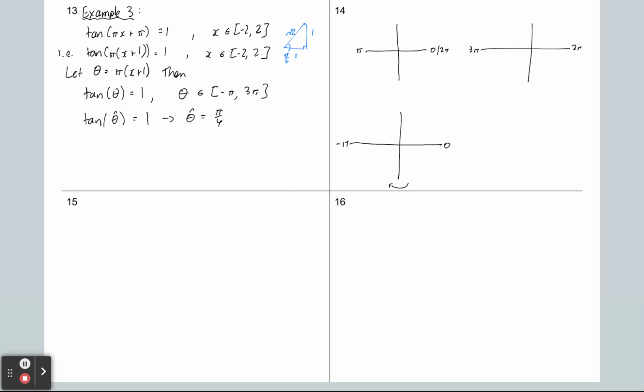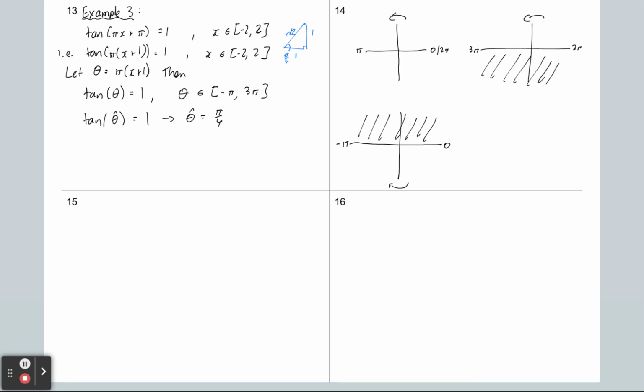These other two are going in this direction. So I like drawing little arrows there so I can see what I'm doing. So I'm not going to consider this because we're stopping at 3 pi. I'm not going to consider this because I'm stopping at -pi. So these are our quadrants that are fair game.